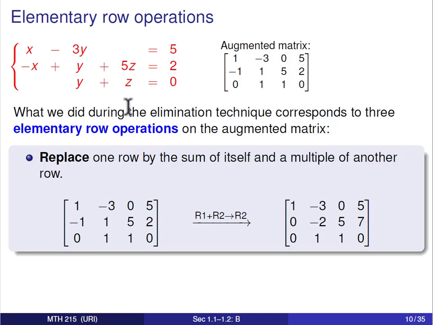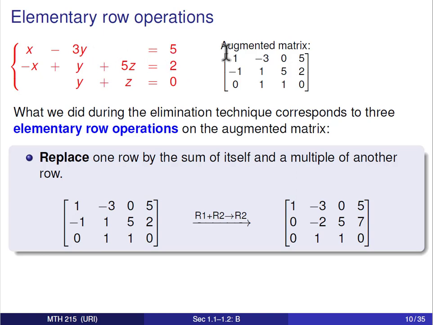You'll remember that we started off our solution by adding the first row and the second row together. And so one of our operations that we'll do with matrices is to replace one row by the sum of itself originally and a multiple of another row. So in this example we have here, we added row 1 and row 2. We added equation 1 and equation 2, you'll remember, to get our negative 2y plus 5z equals 7.